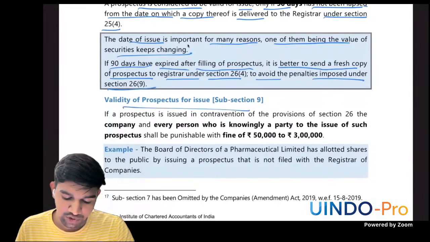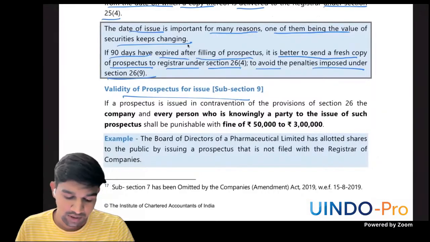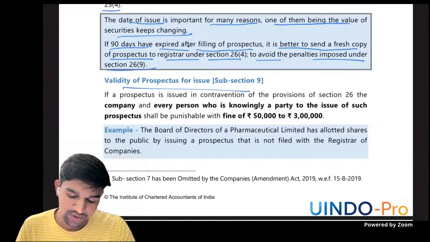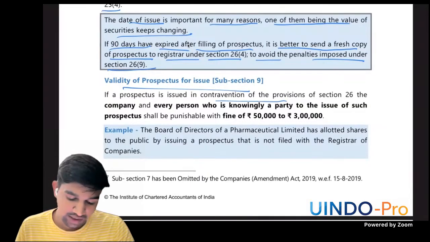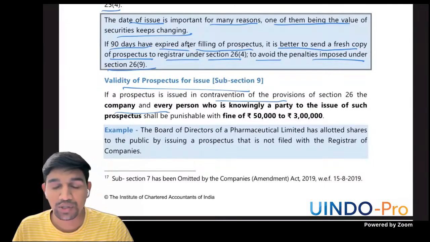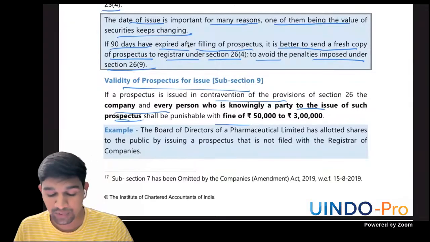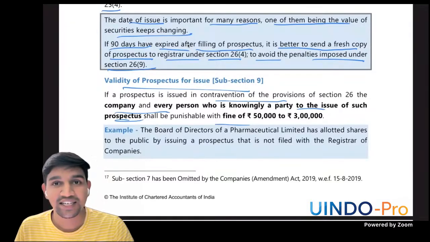Validity of prospectus for issue. Subsection 9 deals with the penalty related to the contravention of the provisions of Section 26. The company and every person who is knowingly a party to the issue of such a prospectus shall be punishable with a fine of rupees 50,000 to rupees 3 lakh.